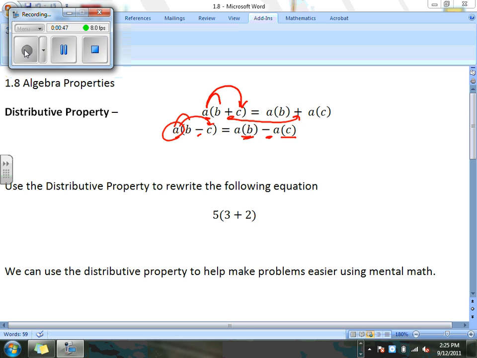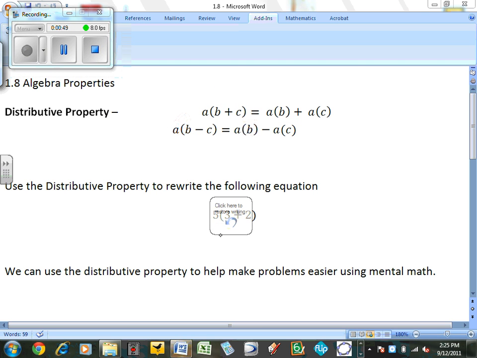All right. So in this first example here, we're going to use the distributive property to rewrite the following equation. The equation is 5 times the parentheses 3 plus 2. Well, we learned that we do parentheses first and then multiplication and division, right? So if we do what we've always done, inside the parentheses would be 5 times 5 is 25, right? We can use the distributive property as well.